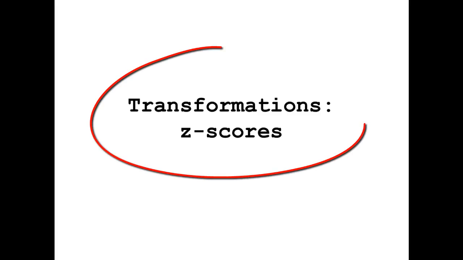This video is about z-scores. This involves transforming a variable. A transformation is the replacement of an existing variable with a mathematical function of that variable. The essence of a transformation is basic maths.